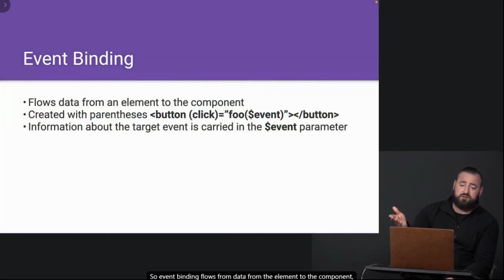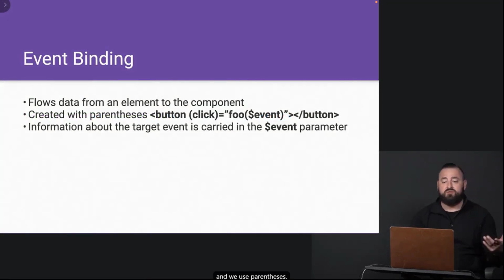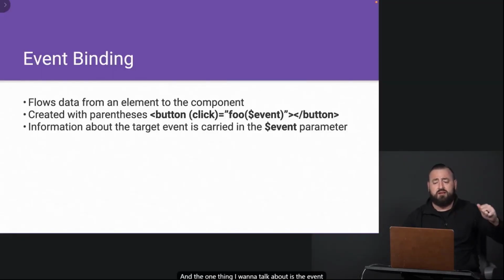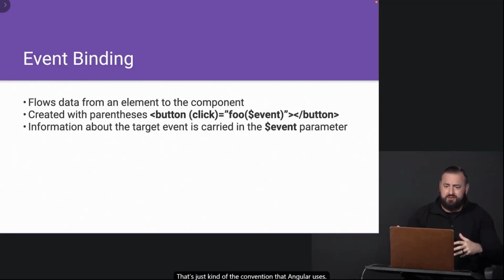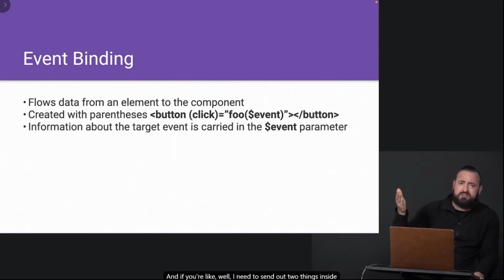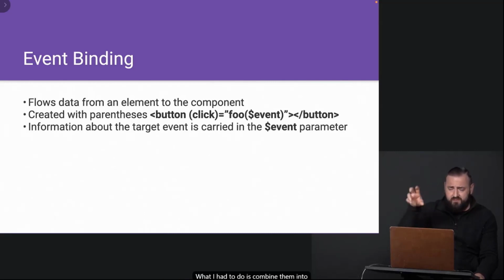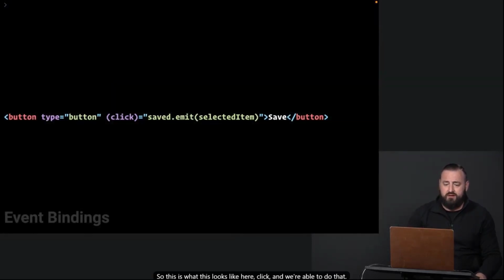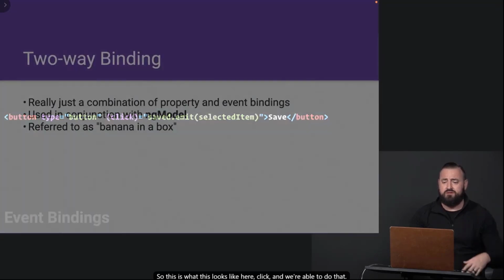So event binding flows data from the element to the component, and we use parentheses. The one thing I want to talk about is that the event handler receives the event as a $event parameter. That's just the convention that Angular uses, and so you need to have that. If you need to send out two things inside of an event handler, I've run into problems with that. It didn't work. What I had to do is combine them into a single object to then be communicated via $event. So this is what this looks like here. Click, and we're able to do that.